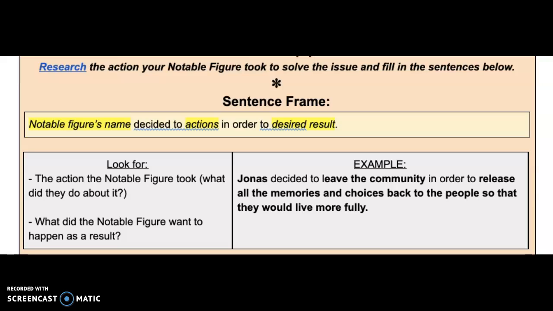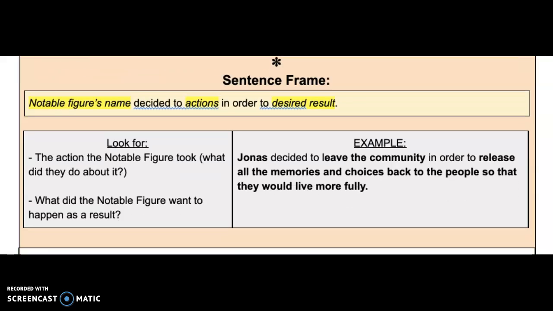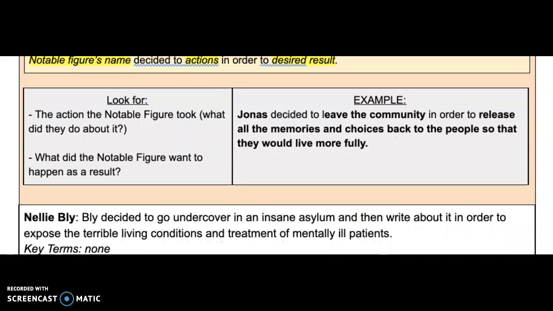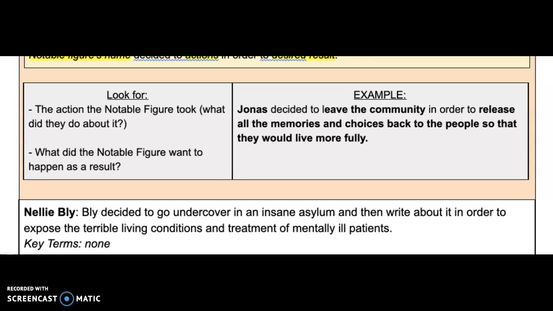So after reading the research for Nellie Bly, I wrote this sentence in the box down here, and this is what you're going to copy. And this is based on the research I did for Nellie Bly. You'll copy this. Bly decided to go undercover in an insane asylum and then write about it in order to expose the terrible living conditions and treatment of mentally ill patients.